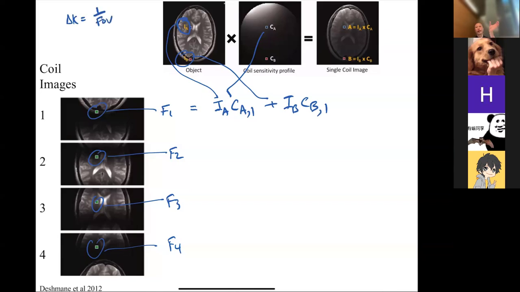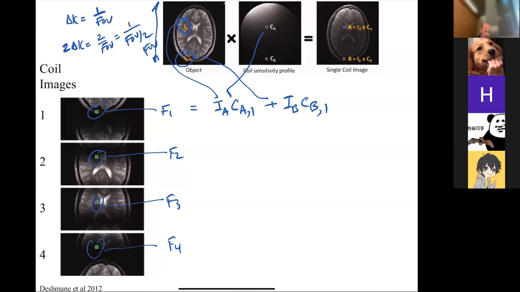So things replicate at FOV. Now let's say I double delta K, right? I skip every other line. So then 2 delta K equals 2 over FOV equals 1 over FOV over 2. So that means I'm going to get replicas. If this is my original FOV, now things are going to duplicate every FOV over 2. So basically, you've set up the problem so you know what the issue is going to be.